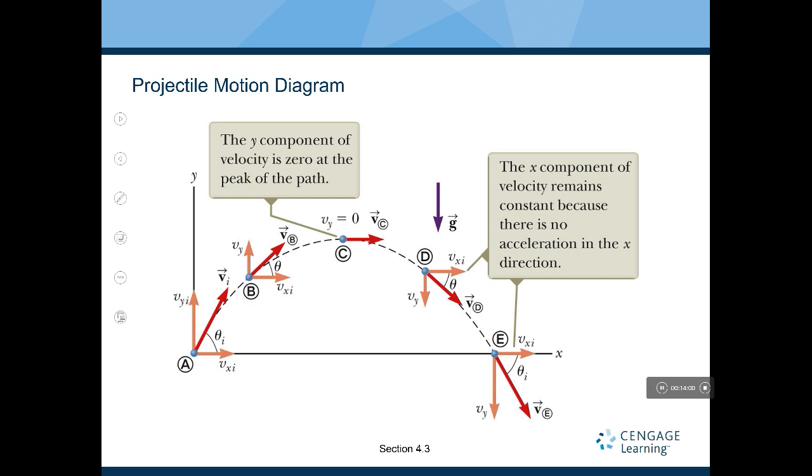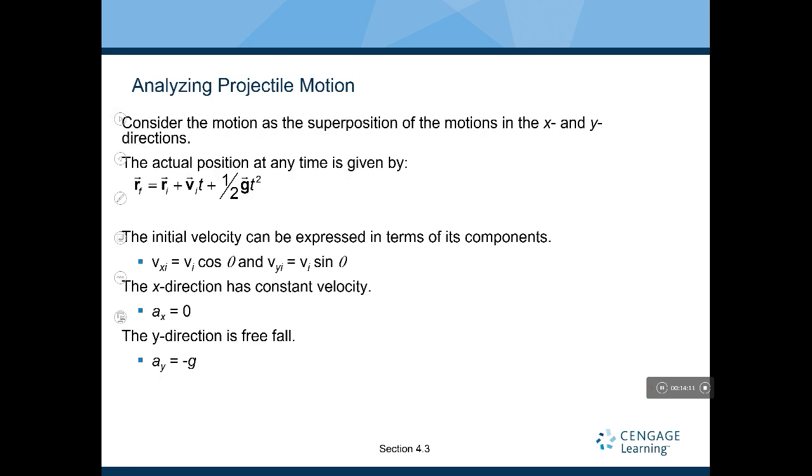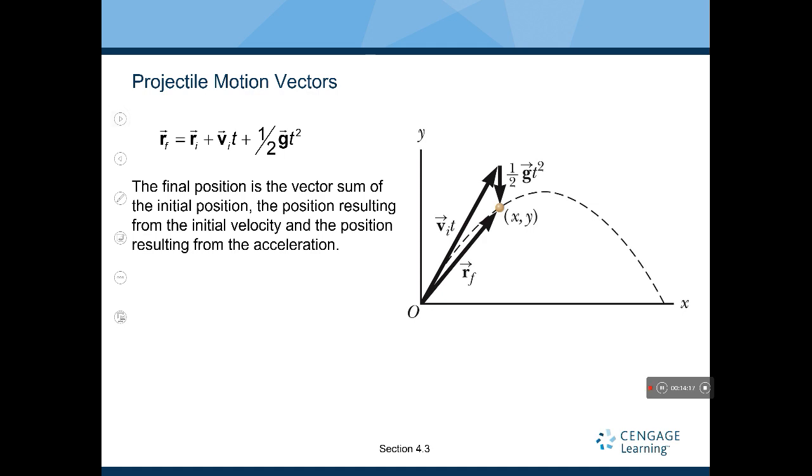Is the object's velocity ever 0 in projectile motion? No. Its velocity is never 0. Velocity in the y is 0, of course, at the top, but it is still moving in the x. Analyzing projectile motion, you have your exact same equations, initial velocity, final velocity. We've done all this. You guys have probably already been practicing this.